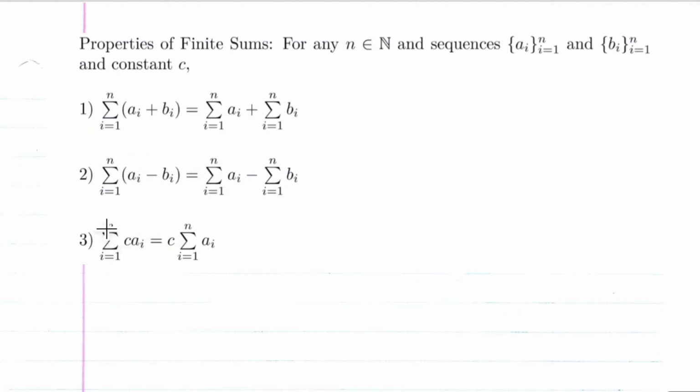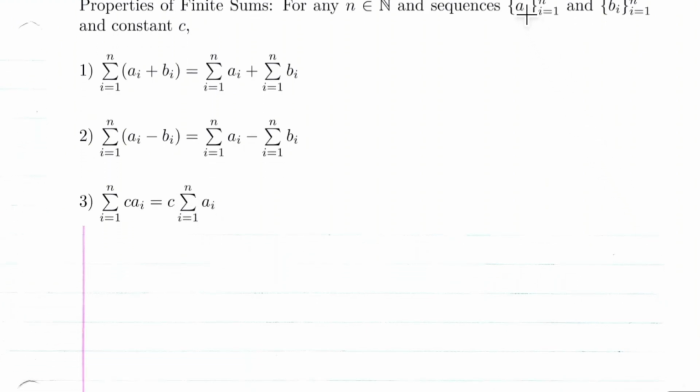And if you have the sum of a constant being multiplied by the sequence, it's the same thing as that constant times the sum of the sequence. So let's go ahead and start with number one. So, proof.